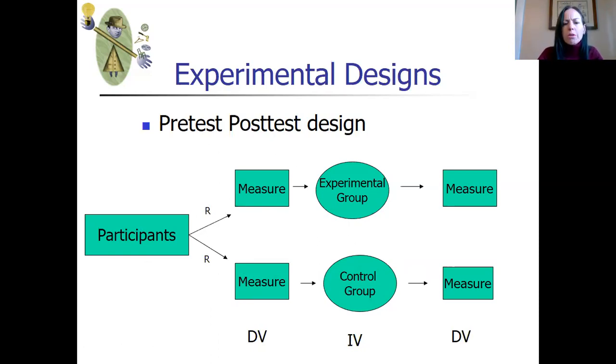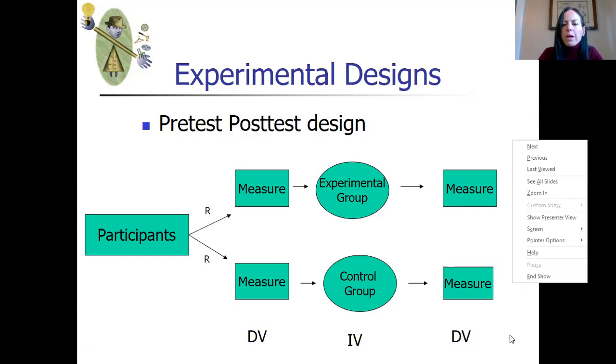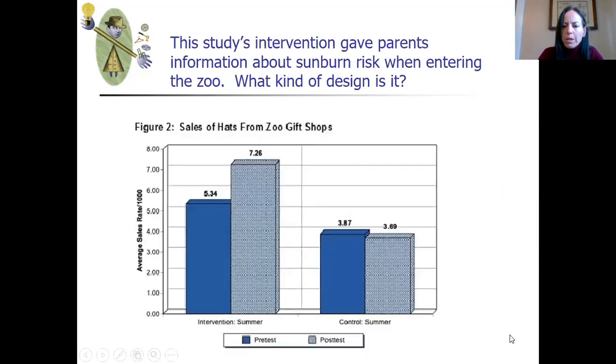Why would we measure their health status at the very beginning before they've ever had vitamin C or the placebo? Well, we'll get to that in a second. So now we give them the vitamin C and the placebo, and now we do the post-test. So here's the pre-test in this design, and here's the post-test in this design.